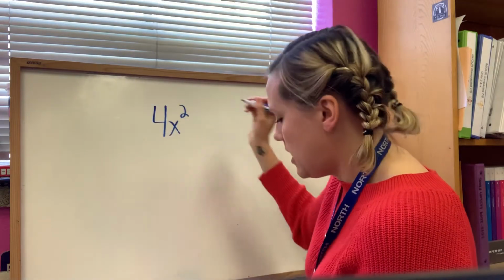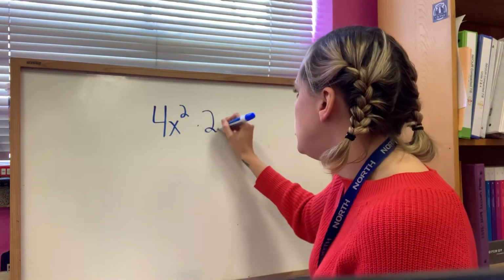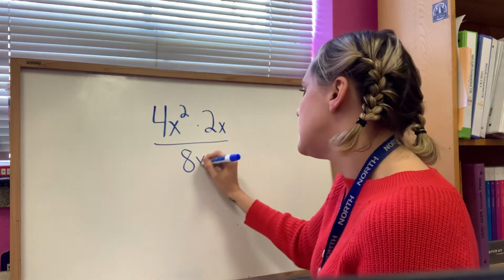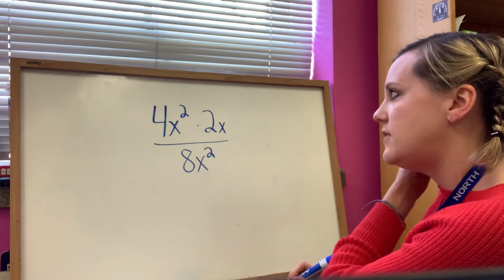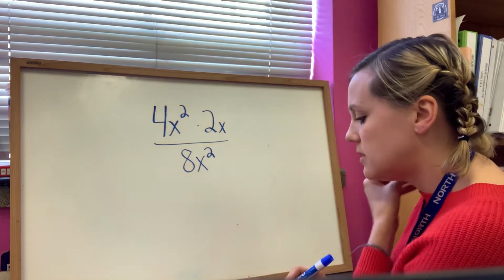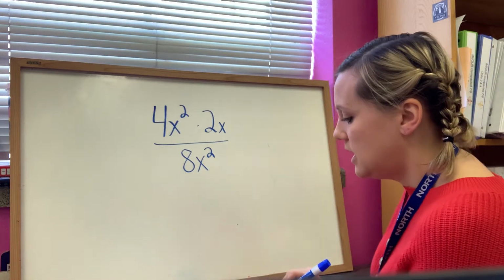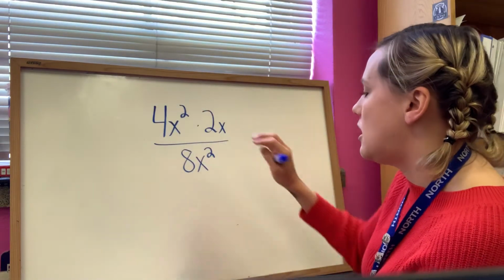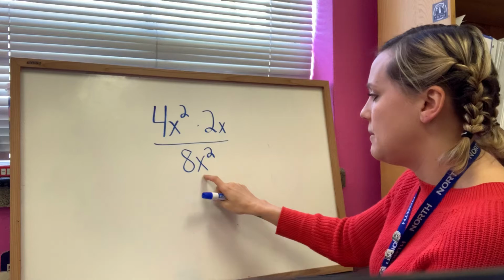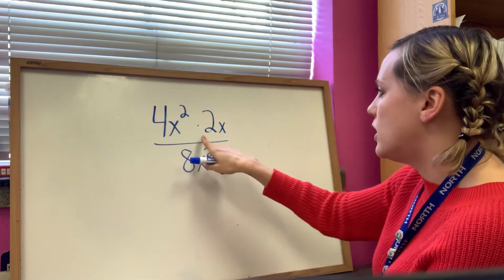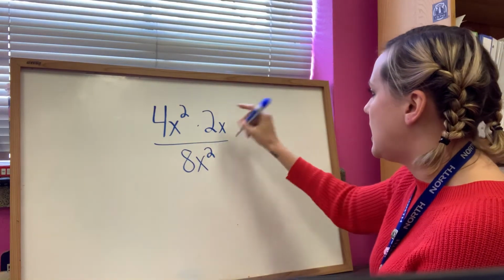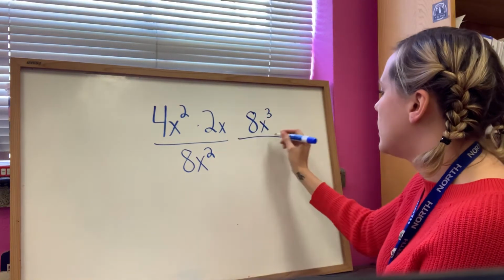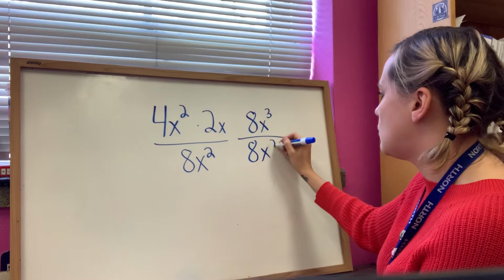4x squared times 2x over 8x squared. Go ahead and pause the video and try to solve this. Okay. What I would do first is simplify what we have on the top by doing the product rule, and then look at that. So 4 times 2 is 8, and we have 2 x's here and 1 x here, which would give us a total of 3, over 8x squared.